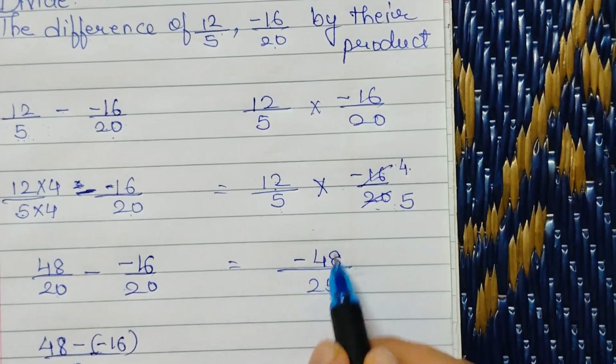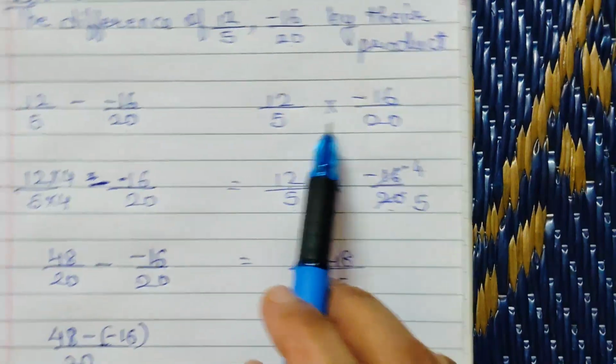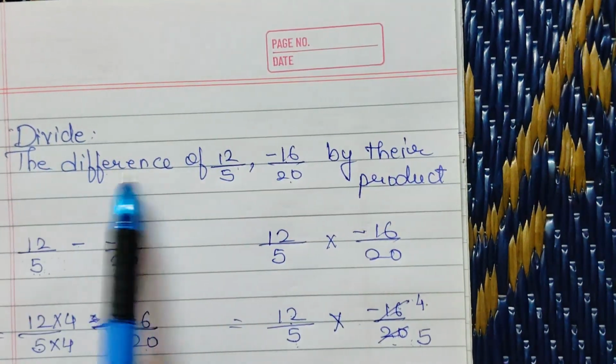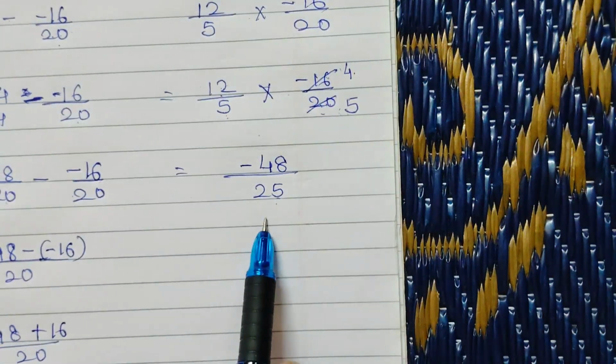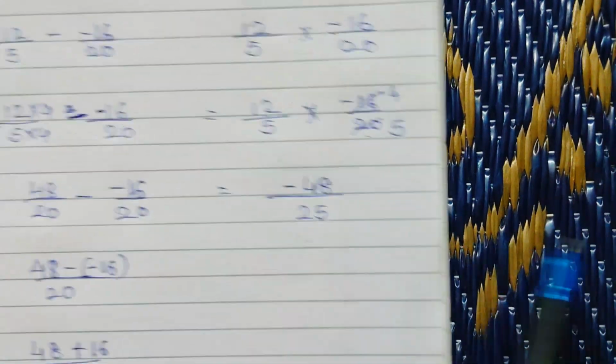48 minus 48 upon 25 for the product. So divide the difference of this. The difference we got is 16 upon 5, divided by their product. The product we got is minus 48 upon 25. So we are going to divide this.